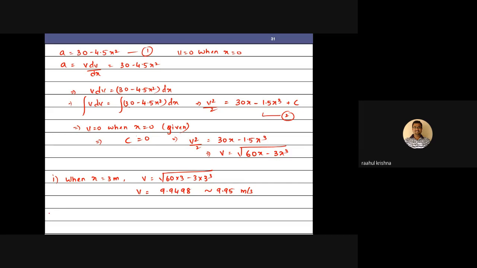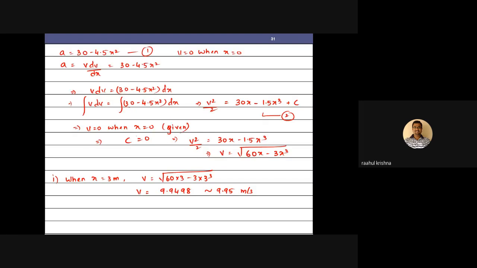Okay, fine. Now in my second case, what do I have to find out? I have to find out the displacement when the velocity is equal to 0. When v equal to 0, the left-hand side of this expression becomes equal to 0, so I am left with 30x minus 1.5 x cube equal to 0. So what will be the value of x then?